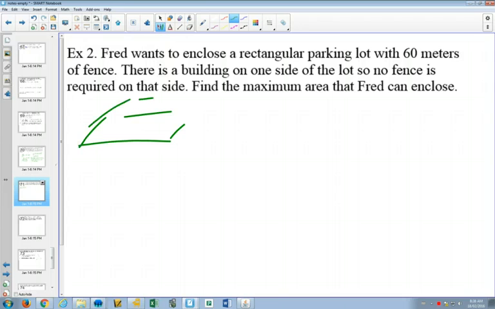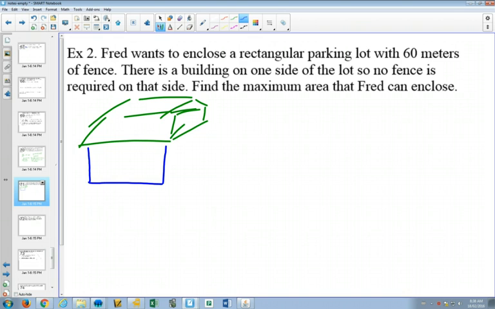Ooh, slanty building, pretty building, perfect. There's our building, and we want to enclose a rectangular parking lot with 60 meters of fence. Nice. Nothing like a parking lot you can't get into because there's fence on all the sides and a building on the other side. Perfect. Fred should think about this a little bit longer. Anyways, this is what we have.